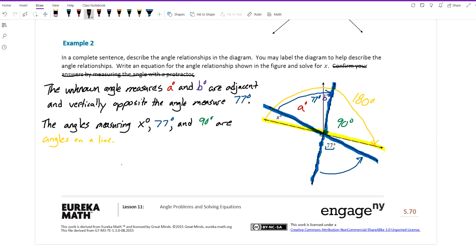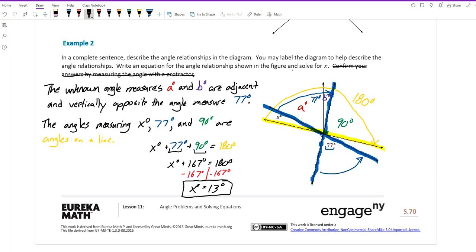So our equation is going to be x degrees plus 77 degrees plus 90 degrees, and all that will equal 180 degrees. We'll keep going. We'll solve for x like they asked us to do. So I'll have x degrees plus 167 degrees equals 180. We'll subtract 167 degrees from both sides. And we will find out x equals 13 degrees. There we have it. That's all they're asking us to do in this. Solve for x.